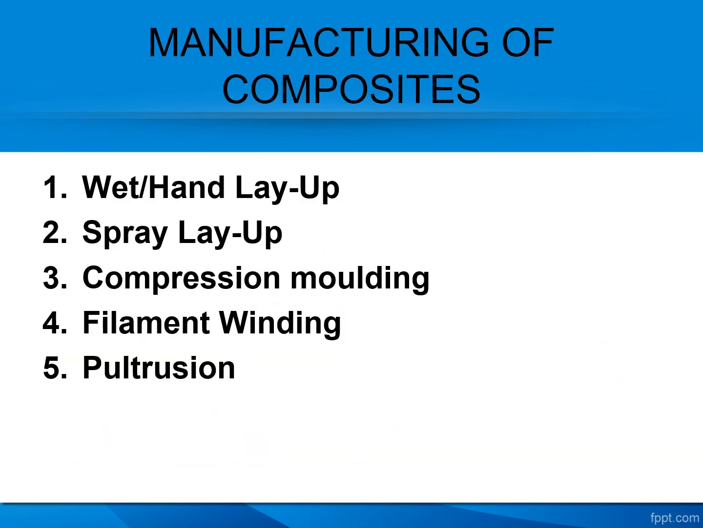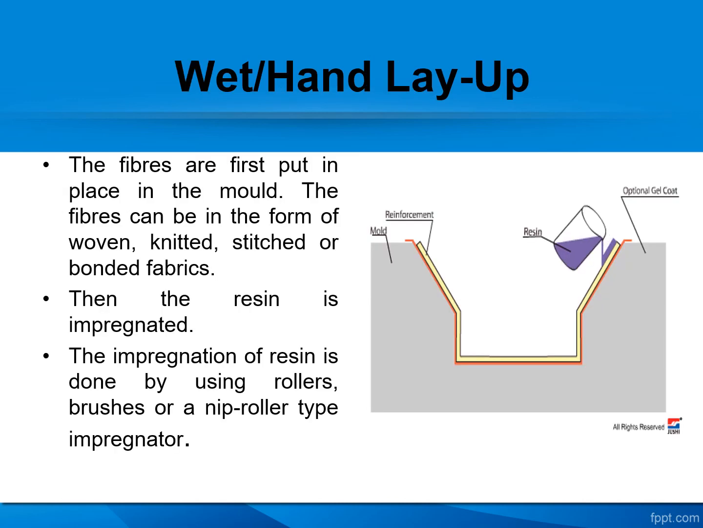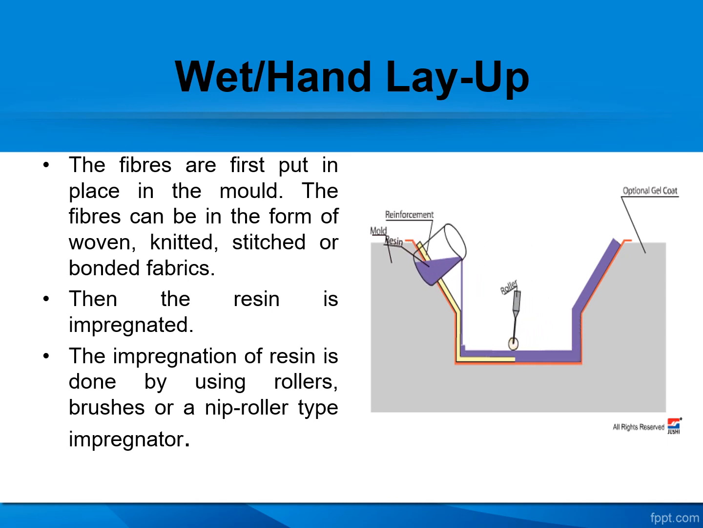Let's enter into the manufacturing of composites. There are 5 different methods available: hand layup method, spray layup method, compression molding, filament winding, and the pultrusion method. First, the wet or hand layup method. You can see in the animation, first the fibers are put into place in the mold. This is the red color, you can see the red color, right?